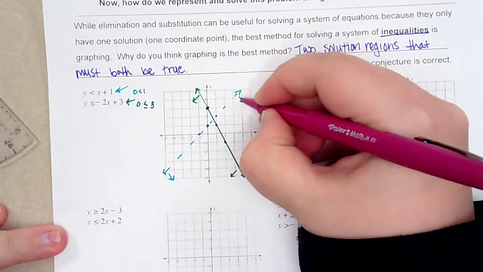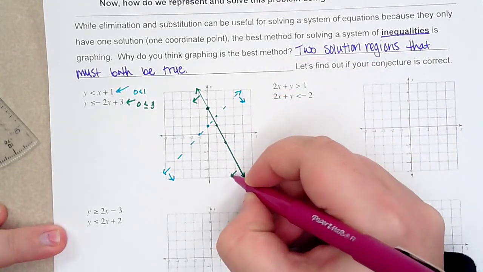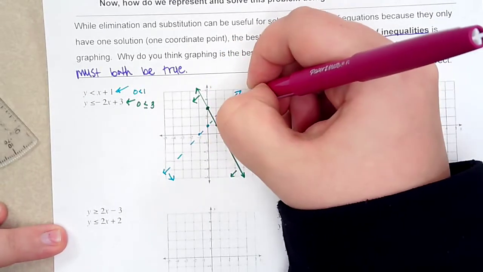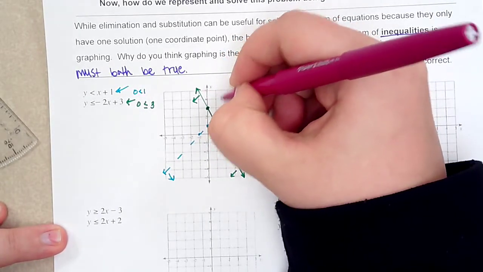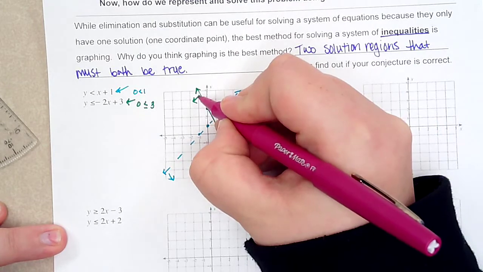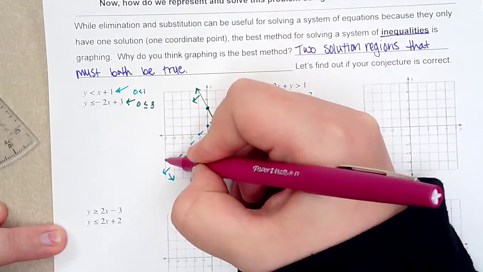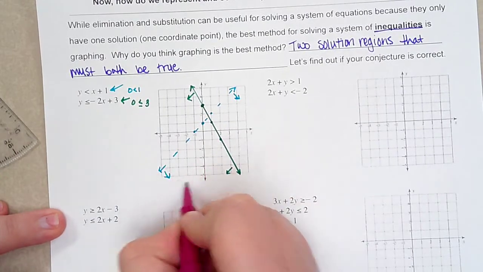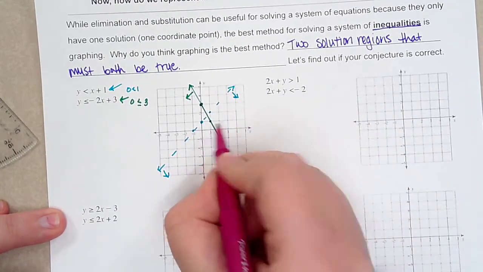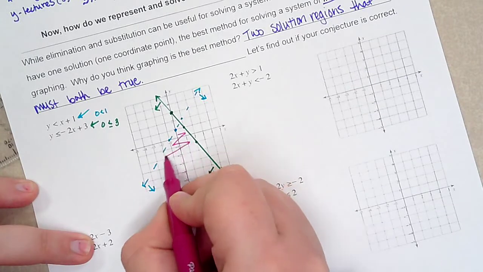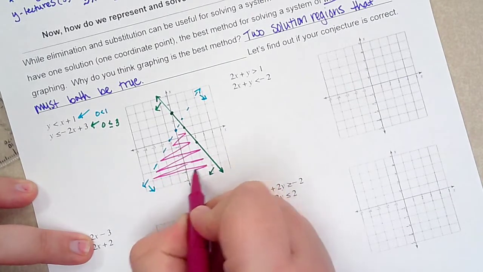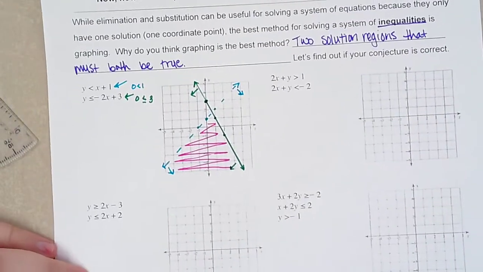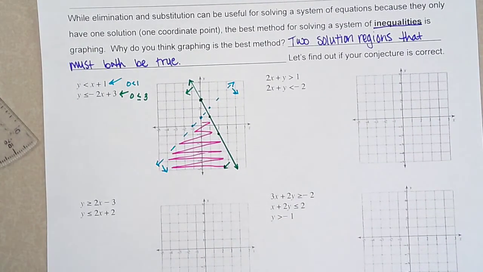My arrow over here points this way, but my arrow over here points away. So it's not this region. My arrows both here point away, so it's not this region. And this one points this way towards this, but this one doesn't point in. My last area is this one right here. Both arrows point together towards the center, so I'm going to go ahead and shade everywhere between those two lines. That is my solution region.